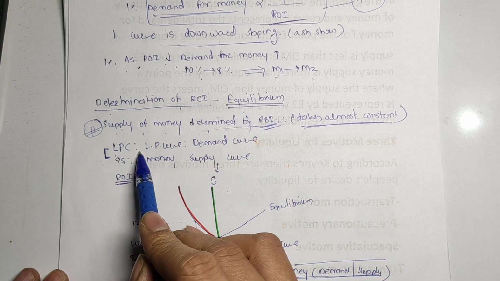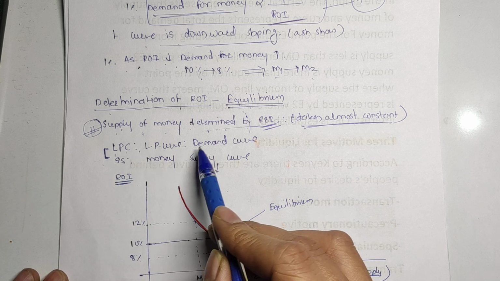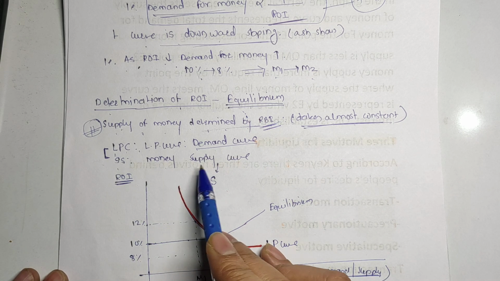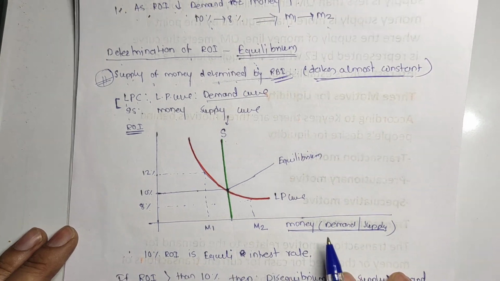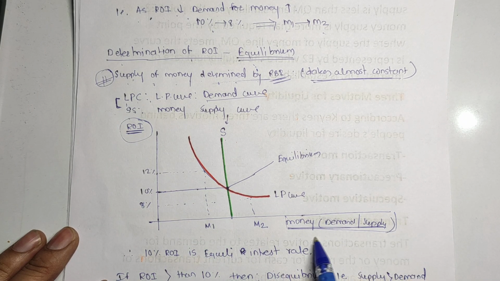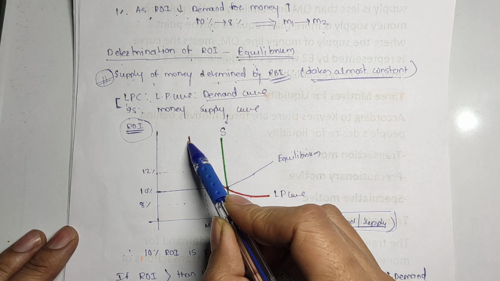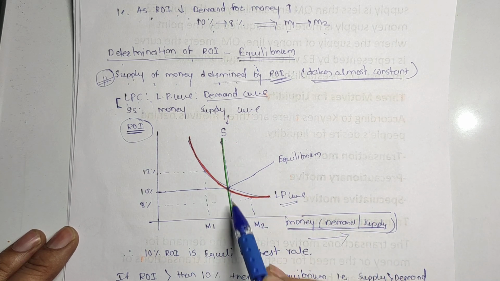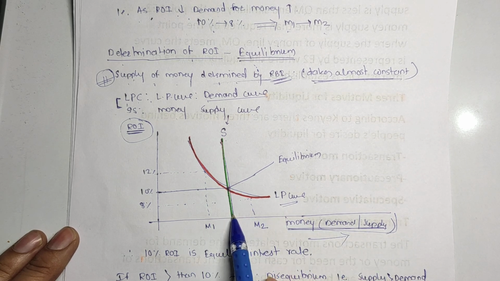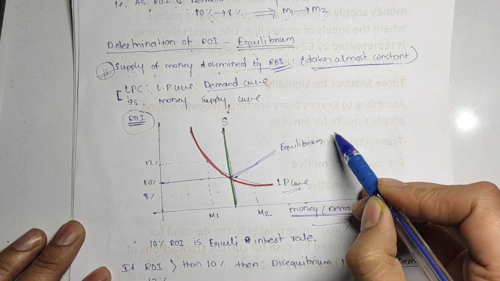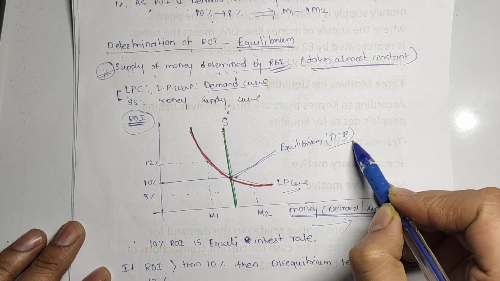Now see friends, supply of money is determined by the RBI. Here is the LPC, that is the liquidity preference curve, that is the LP curve, that is the demand curve, and SS is nothing but the money supply curve. See here how the curve is drawn, how to determine the rate of interest using the LP curve. The rate of interest is plotted on the vertical axis, and money demanded or supplied is plotted on the horizontal axis. This is the LP curve that we have already learned in the previous slide, downward sloping, and money supply we have taken as a vertical constant, right? The intersection of supply and demand is called the equilibrium, where demand is equal to supply, which we have already learned in the previous video.